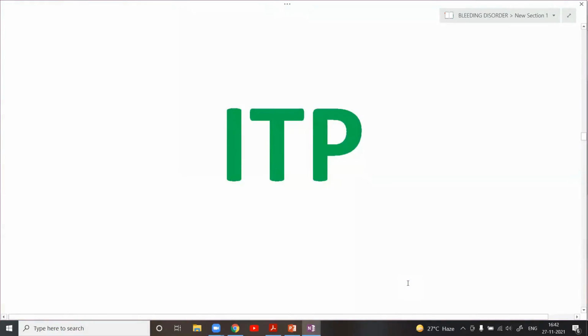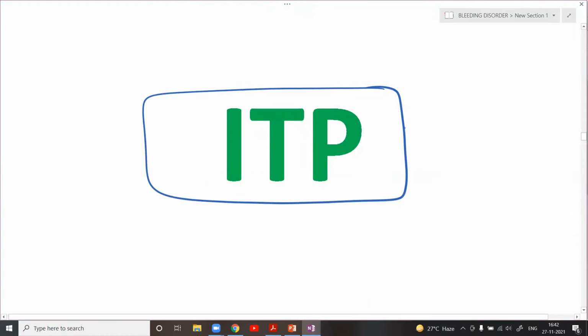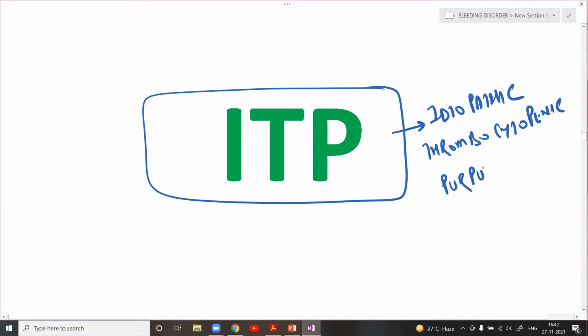We are going to read about ITP. So now tell me once again, what is the full form of ITP? Idiopathic thrombocytopenic purpura. It is ITP, idiopathic thrombocytopenic purpura.